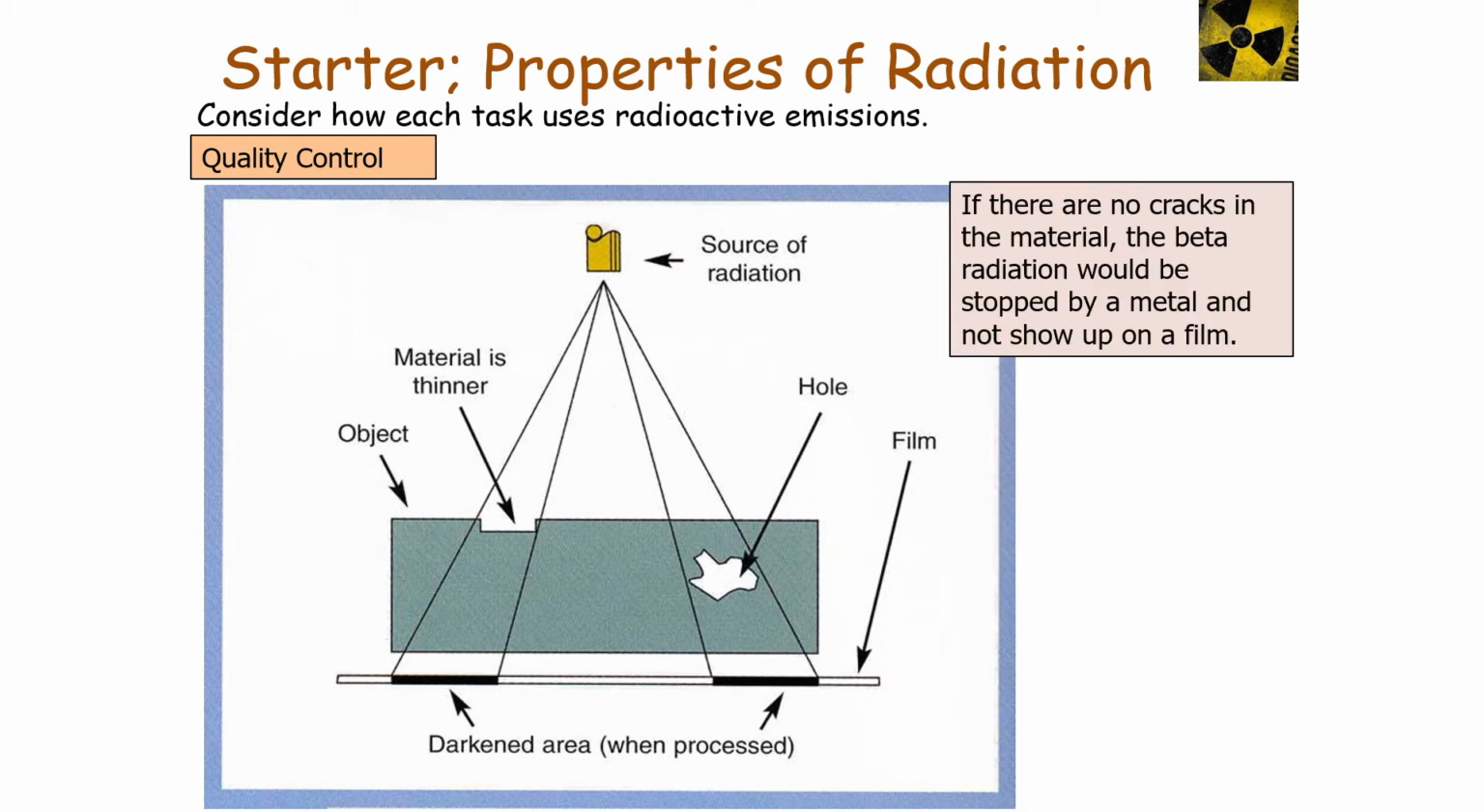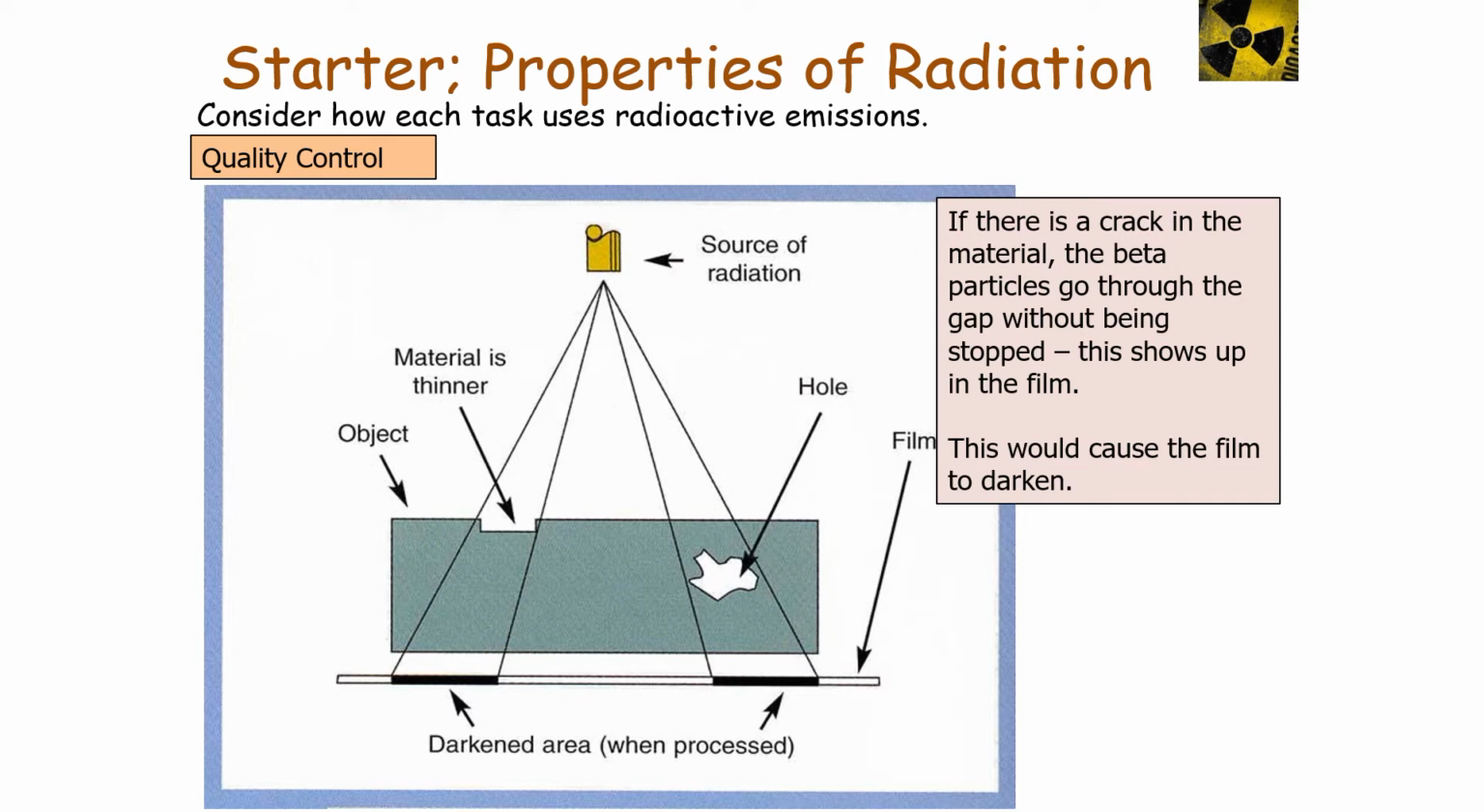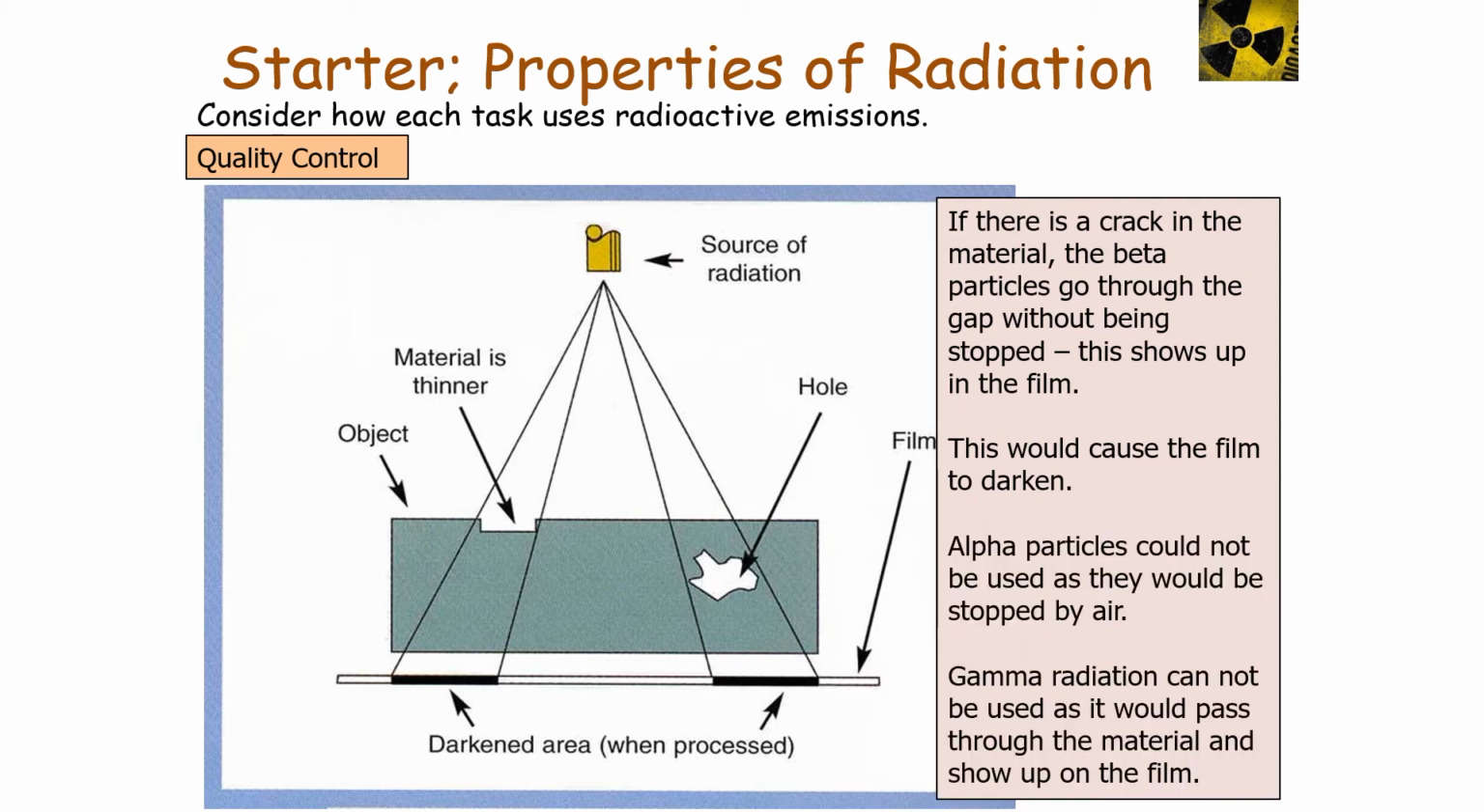So just to clarify, if there are no cracks in the material, the beta radiation will be stopped by the metal and would not show up on the film on the other side. But if there was a crack in the material, the beta particles go through the gap without being stopped, and therefore it shows up on the film. It causes the film to darken, so therefore you can work out where the cracks in the material are.